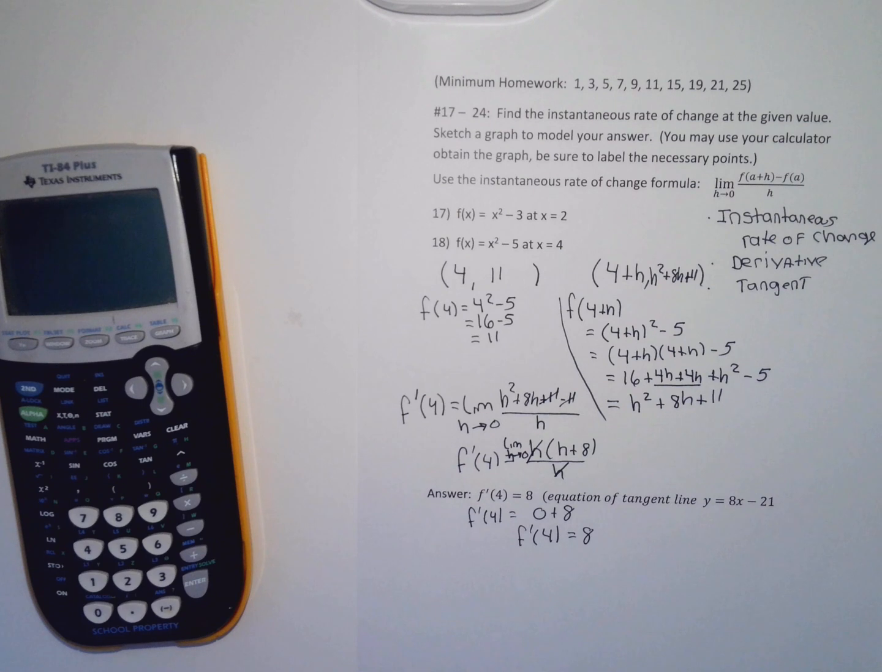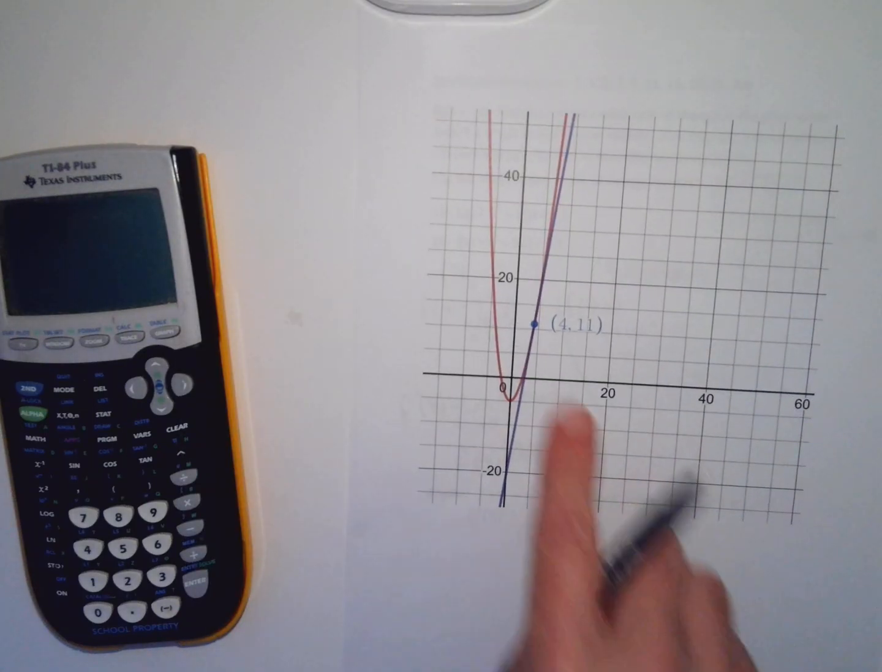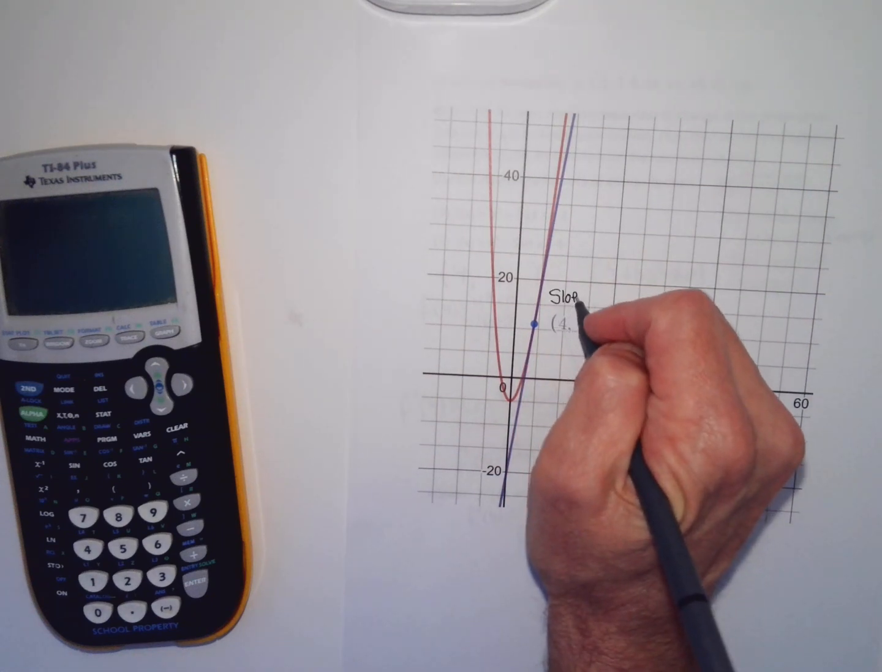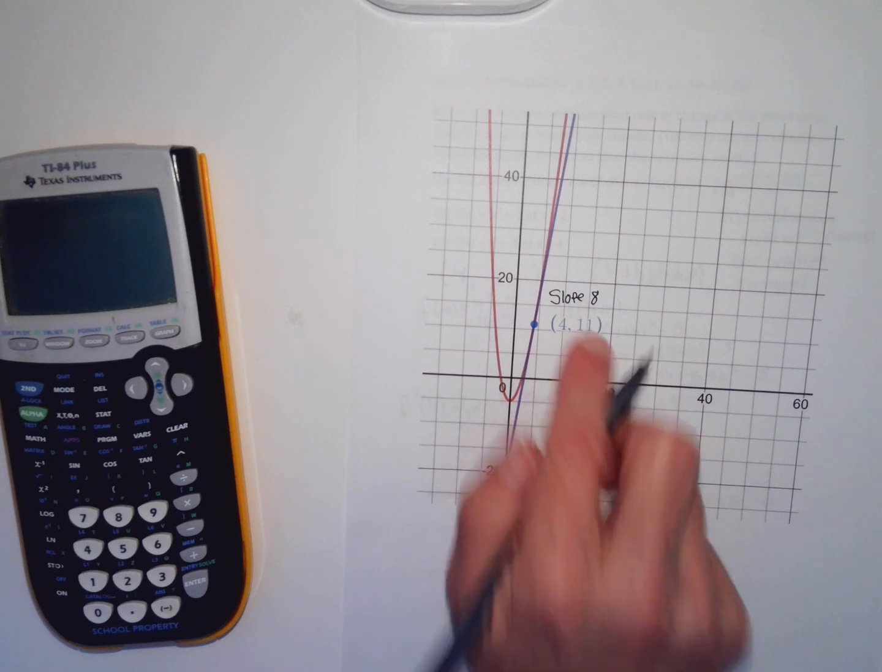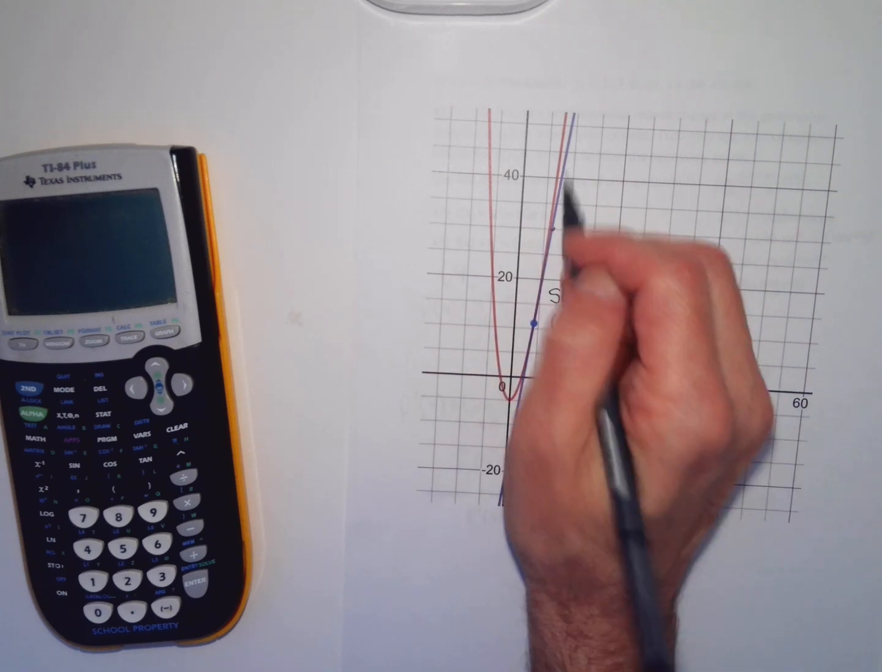And I went ahead and sketched a graph to show you what this means. So at the point (4, 11), I'm drawing a line that has a slope of 8. So I started at the point (4, 11), went up 8 over 1, got to another point and made a line.